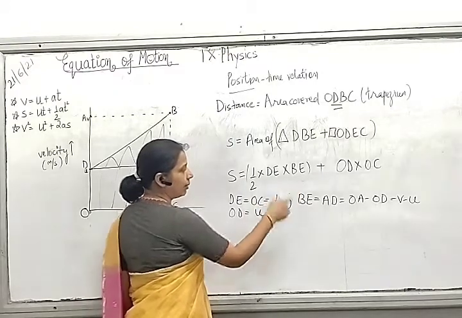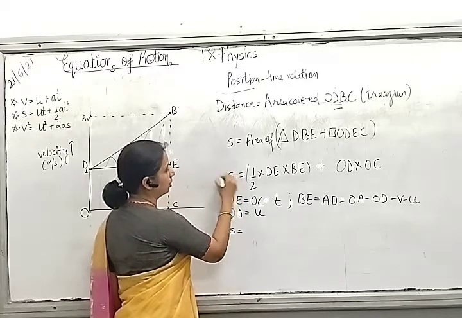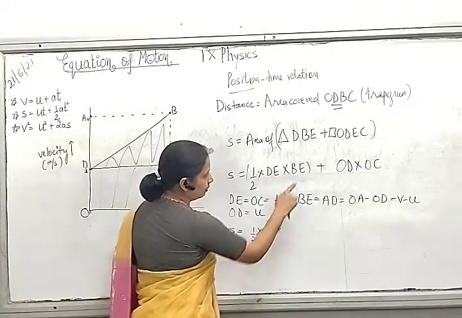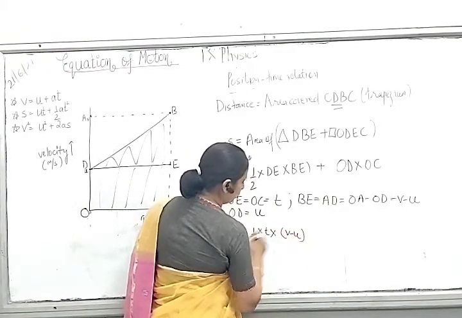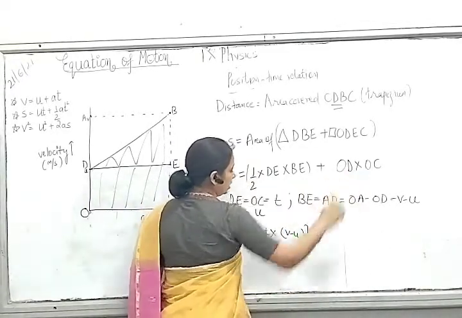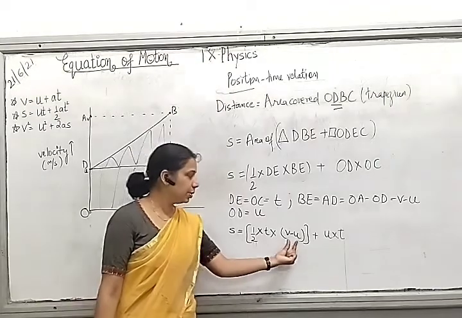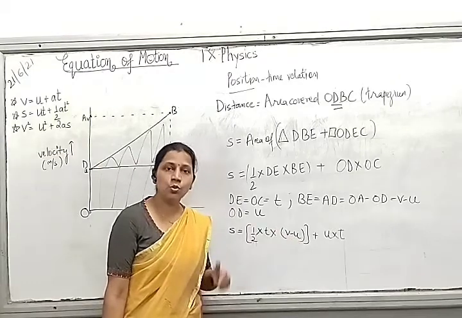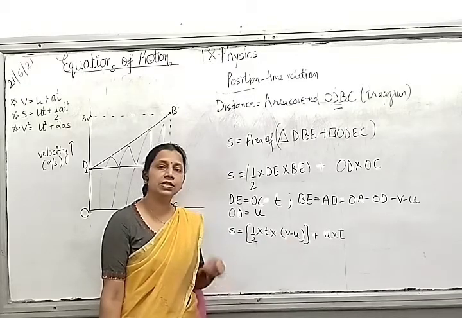So now I am going to write this in the equation. S is equal to half into DE, which is T, into BE, which is V minus U, plus OD into OC, that is U multiplied by T. Now, instead of this V minus U, I will write this in terms of A, by using the first equation of motion.